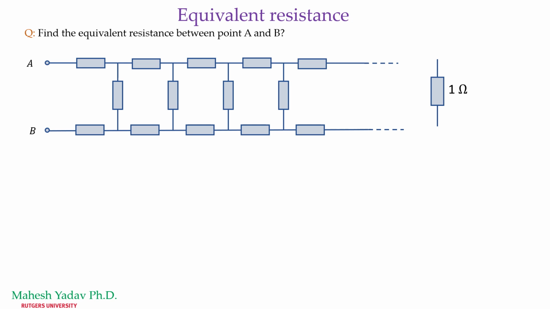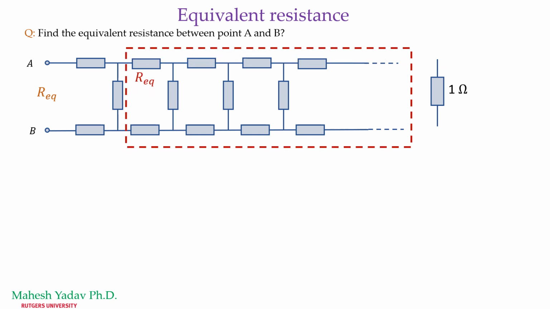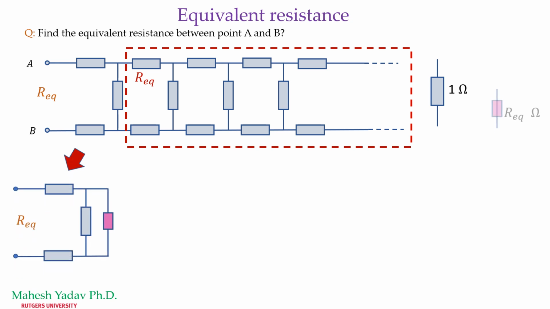Let us solve it. Let the equivalent resistance be Req. If we carefully look at the red dashed rectangle, the very same arrangement is seen, so it must also be equal to the same Req. Now the circuit becomes this, where the red one is Req and the blue one is 1 ohm. This is easy to do.